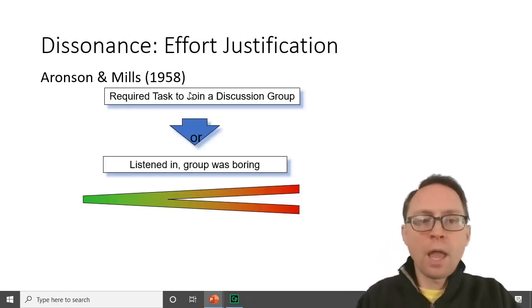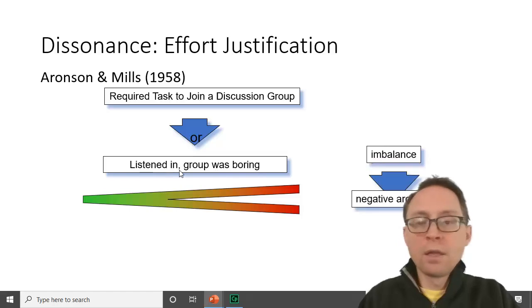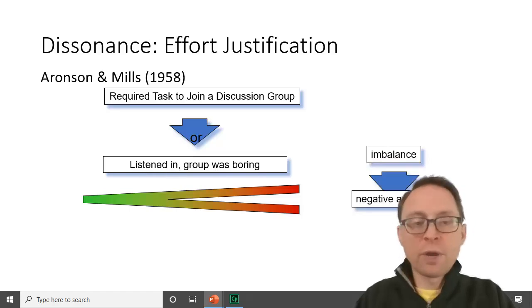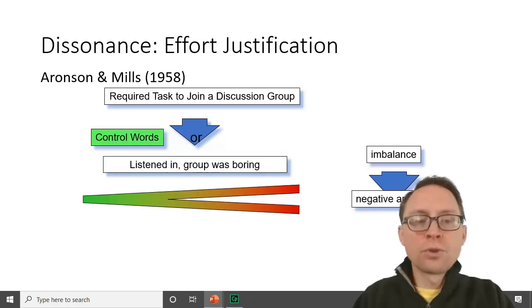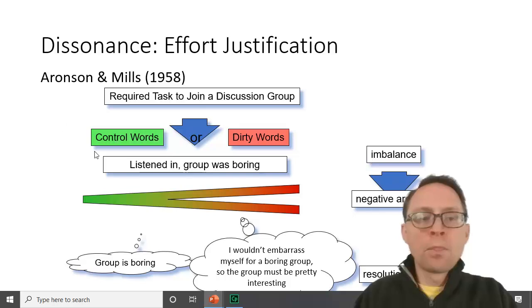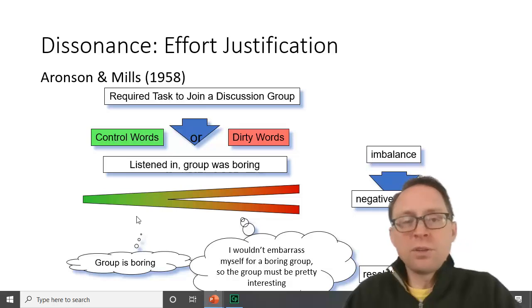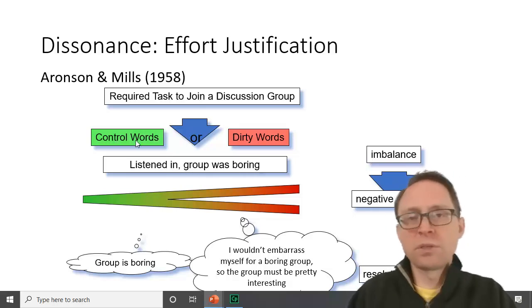So everybody had to say words, either not too nasty or very nasty. The group was boring, and so that's the imbalance in the negative arousal and cognitive dissonance. The control words were the benign ones. The dirty words were the nasty ones. The ones who said the control words didn't have a lot of dissonance. They didn't have a lot of negative arousal, because they're not nasty words. They're normal words that people say. And the group was boring.